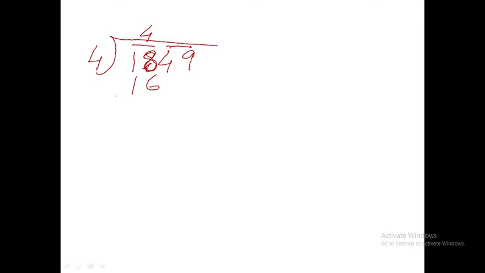Now you subtract 16 from 18, so the remainder is 2. Now our remaining pair 49, you take it down. So our new number is 249. We have to divide 249 now. Now our divisor will change. Our new divisor will be a 2-digit number.